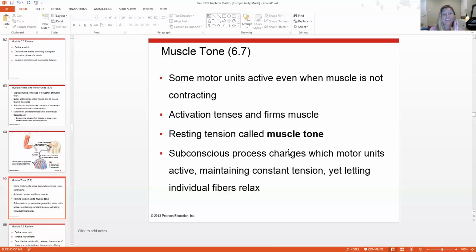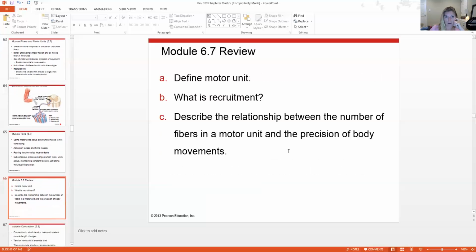Some motor units are active even when the muscle is not contracting. This is going to tense and firm your muscles. It's called muscle tone. It's a real terminology. There's a subconscious process where your motor units are being recruited and being active even when you think that you're resting. This is why some people look like they're flexing even when they're not. And you can train your body to do this. You just practice it. You practice holding your abs in, or you practice flexing your biceps. And over time, that tone will increase and your resting tone will be there even if you're not consciously thinking about it. You can pause the video, go back and answer these 3 questions.